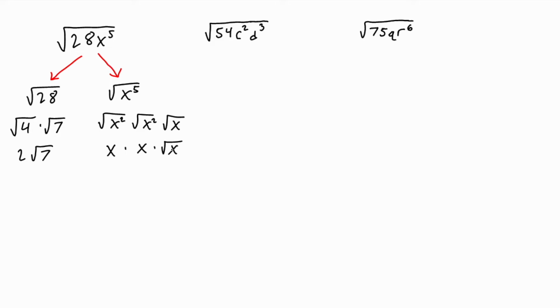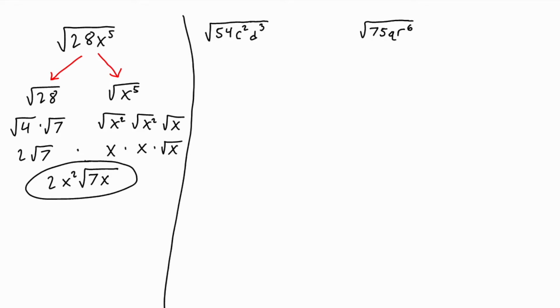So now we multiply all of this together. We look at what's in front first. We've got the 2, and we've got 2 x's. So x times x is x squared. And then underneath the square root, we've got 7 and we've got x. And this is our answer.